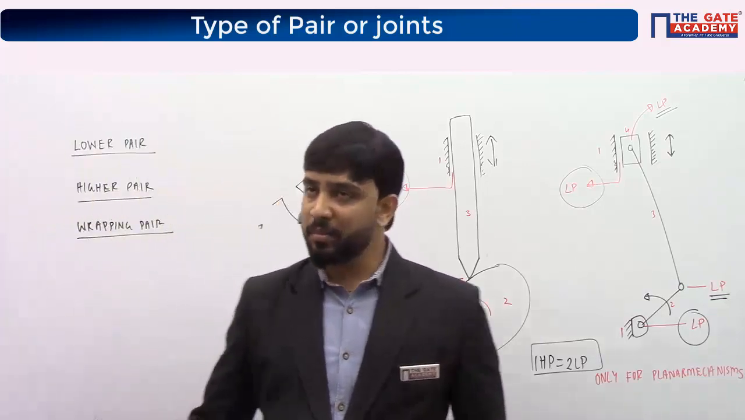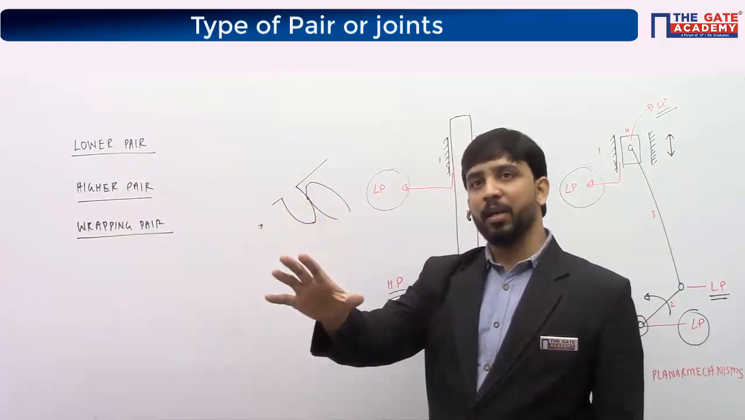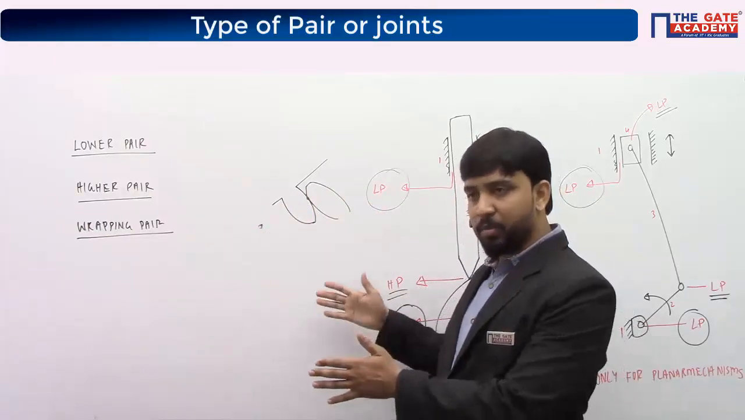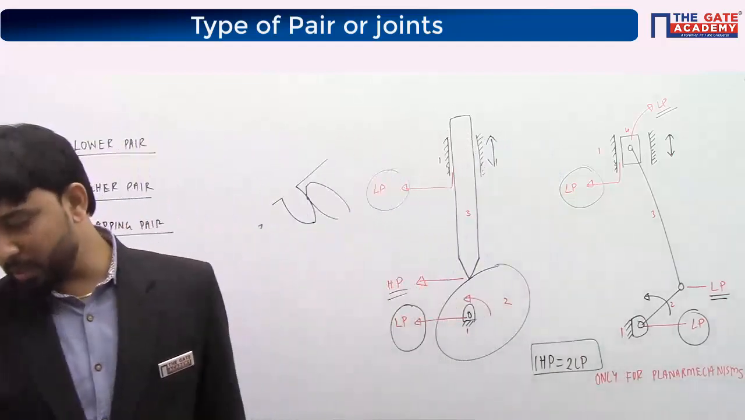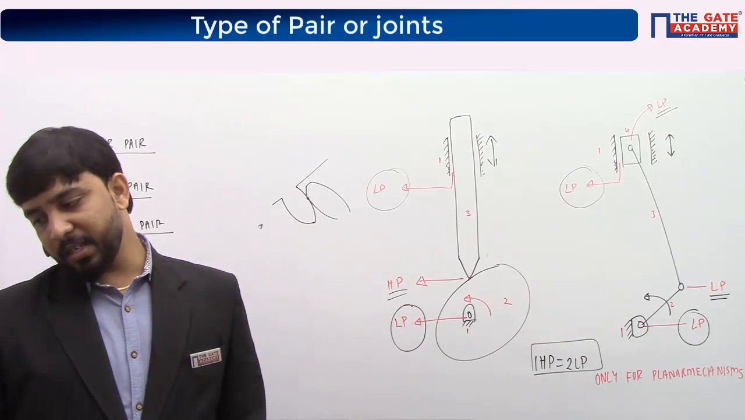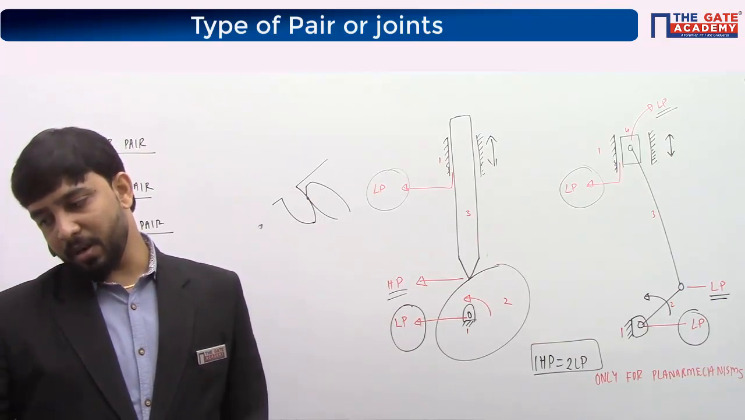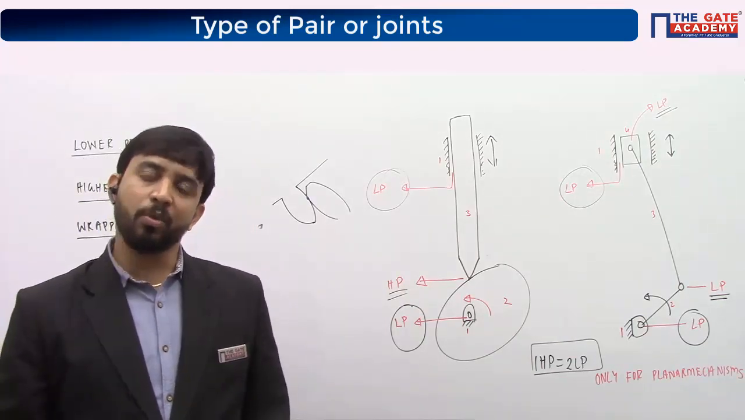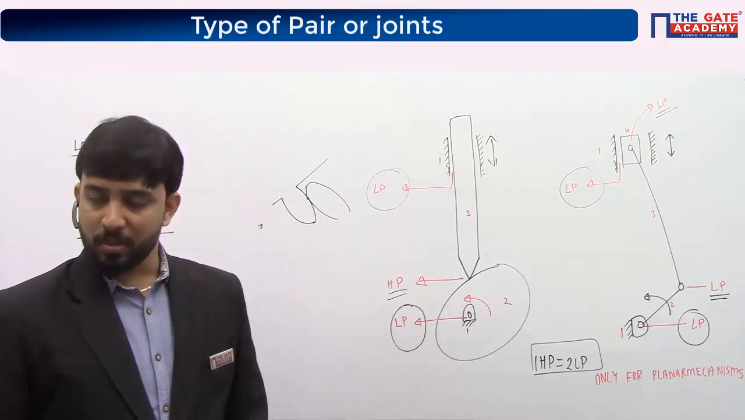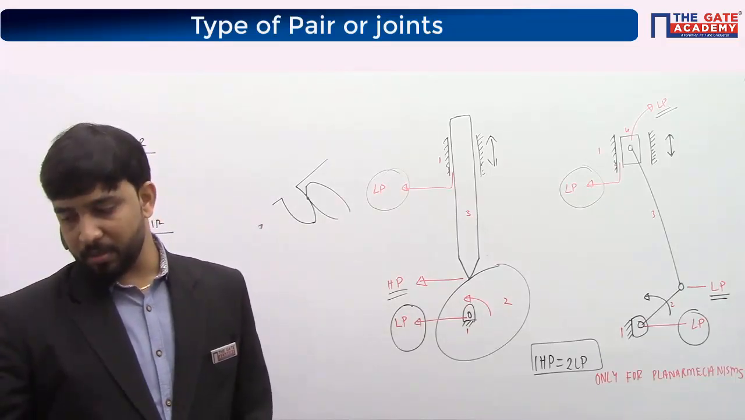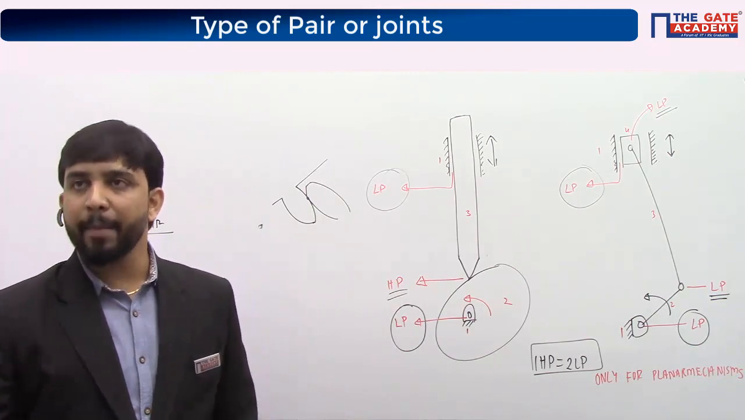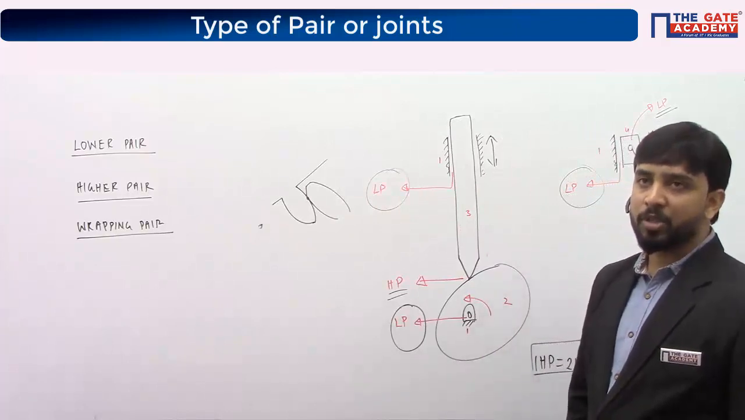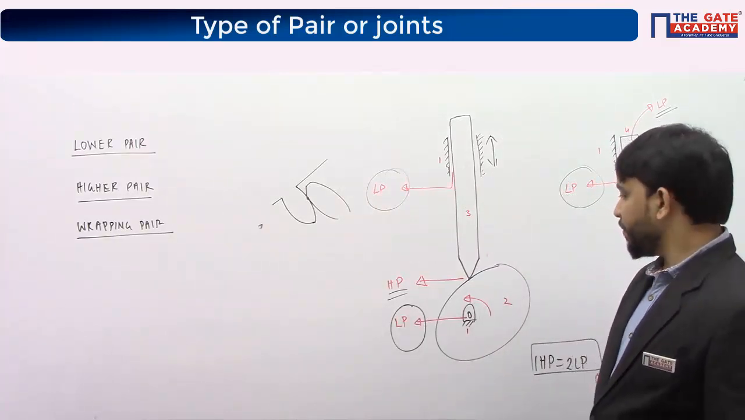In a planar mechanism, the links will not move perpendicular to the plane, okay? All the links will be moving in a single plane or multiple parallel planes. If you see this, you can see the links are moving in multiple parallel planes, but there's no motion perpendicular to the plane, okay? So they are connected in multiple parallel planes, everything is in a different plane. These are planar. If there is any motion perpendicular to the plane, it's a spatial mechanism.